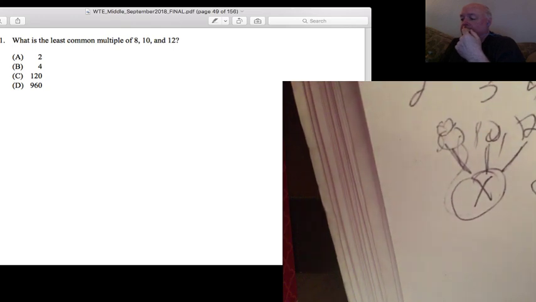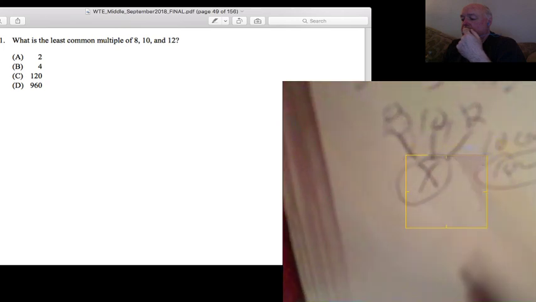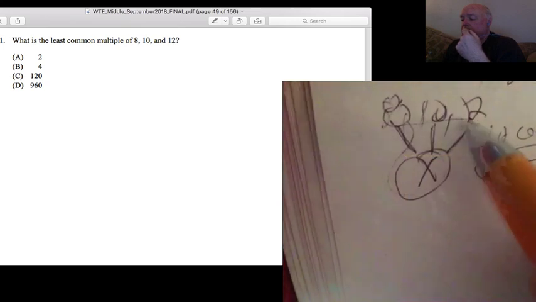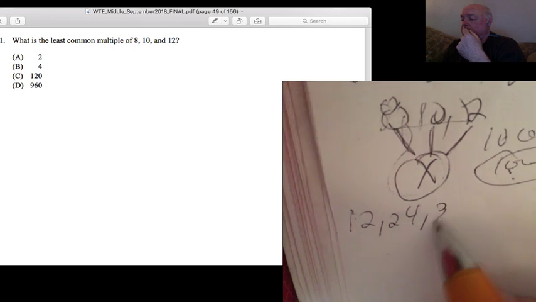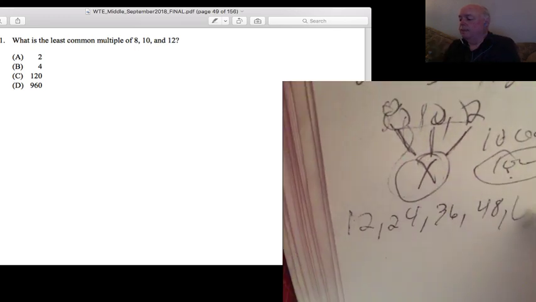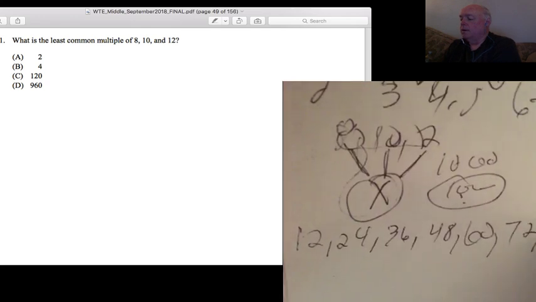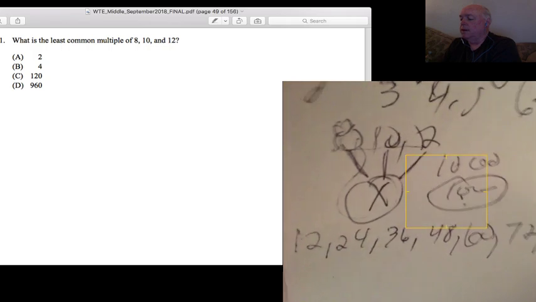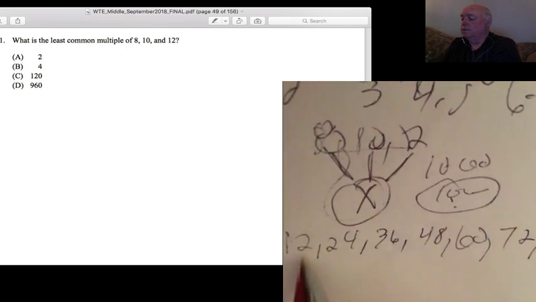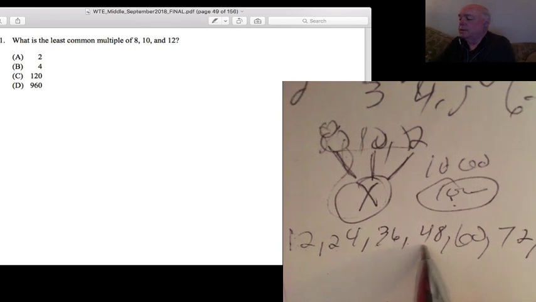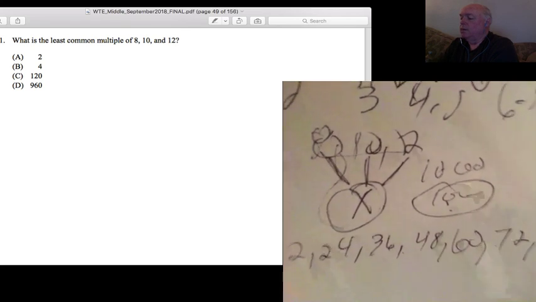One way is to just start writing out the multiples. Now, when you have three numbers, it's normally best to use the larger number first and just start writing out multiples. 12, 24, 36, 48, 60, 72, 84, 96, 108, 120, 132, 144. Okay, we can go on.